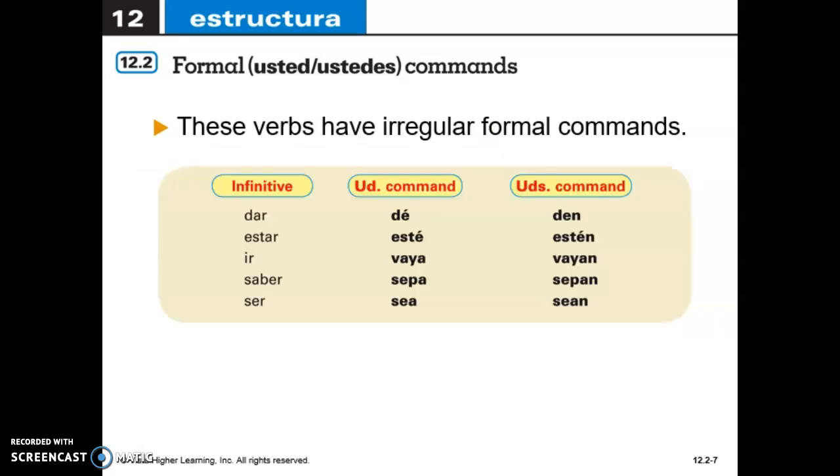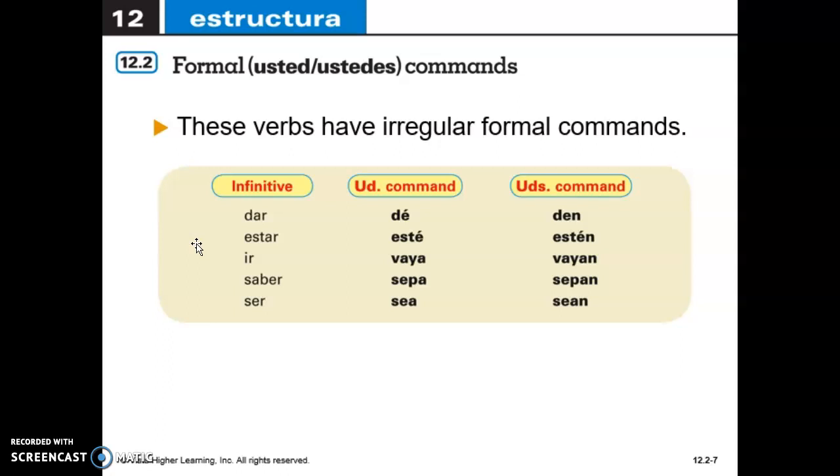These verbs also have an irregular formal command, and these I really suggest you study in the chart and just remember the way that they go, because these are irregular and there is no clear pattern that we can follow. So I will ask you to put a little bit more time into these ones. Dar becomes de or den. Estar becomes esté or estén.